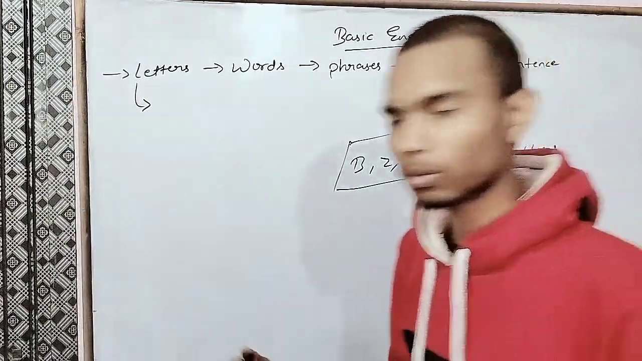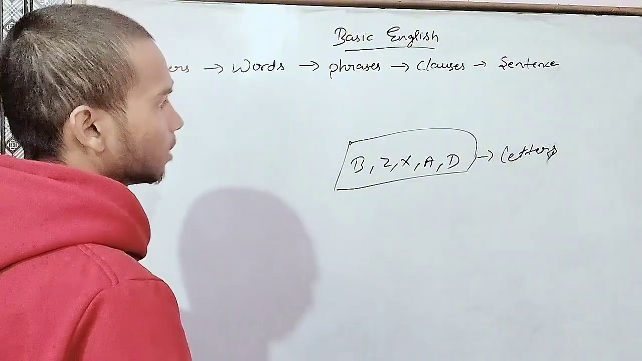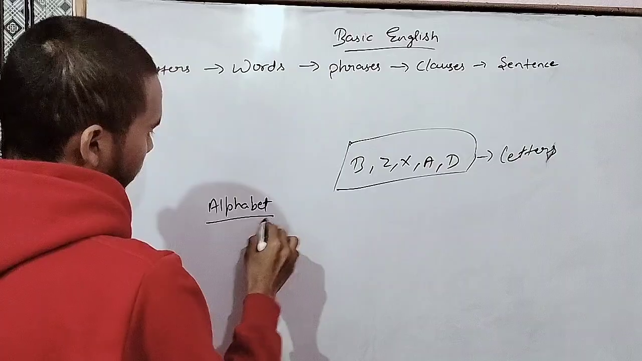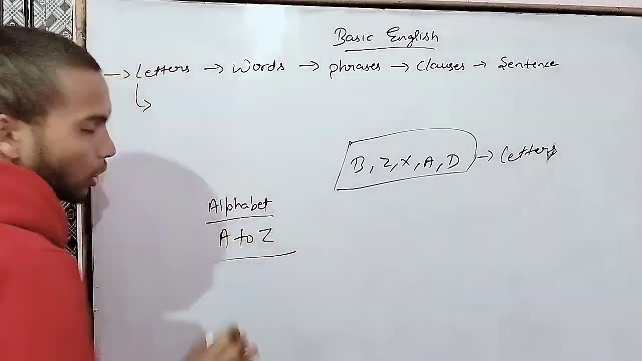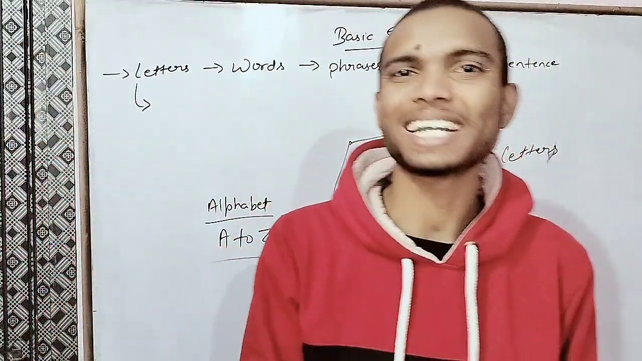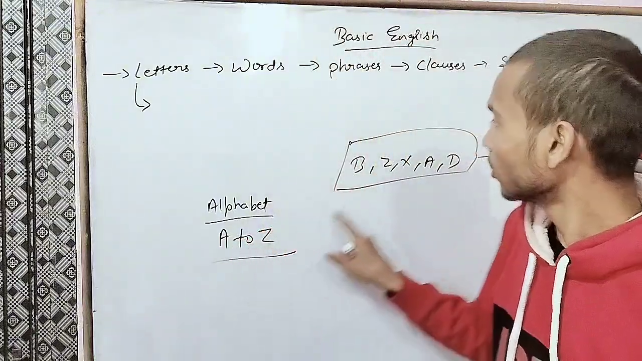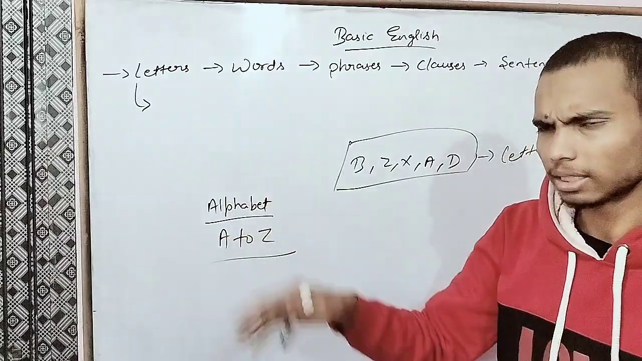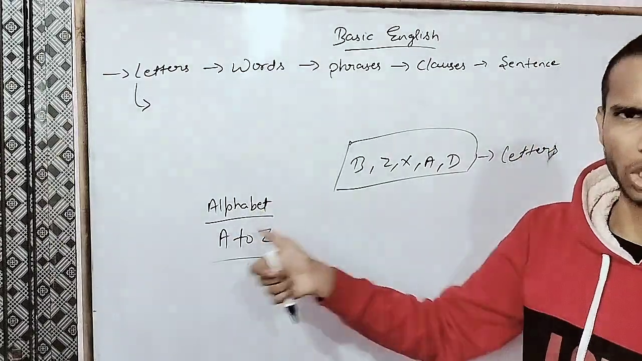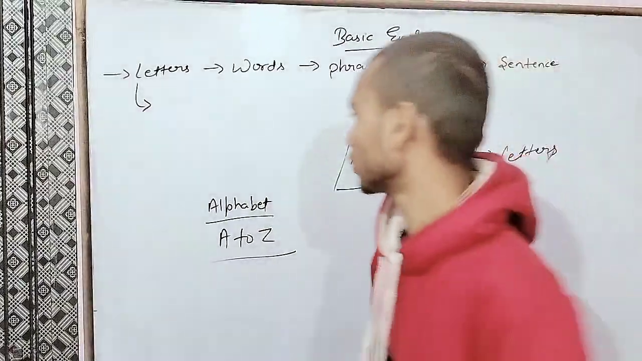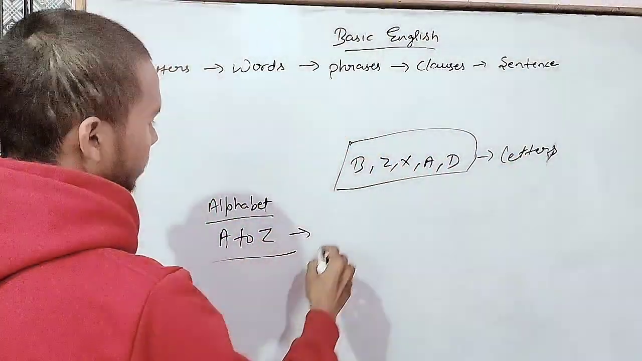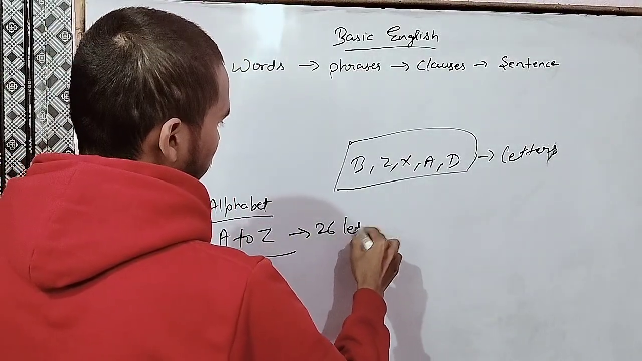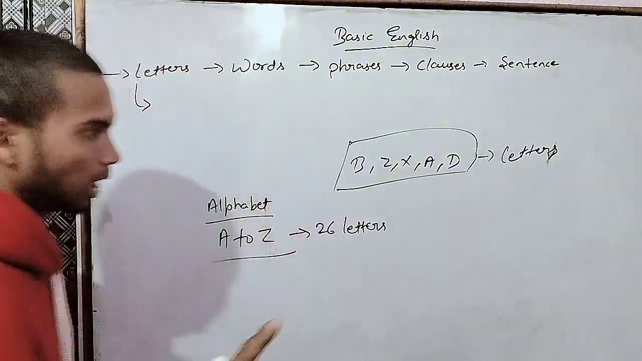So what is the difference between letters and alphabet? The alphabet says that I have A to Z, decorated letters. Random letters are known as random letters, but decorated A B C like that, this A to Z is known as the alphabet. As you know, these are 26 letters in the alphabet. Am I right?